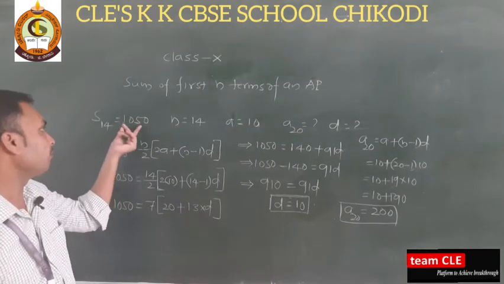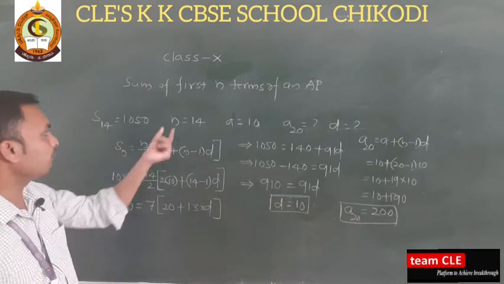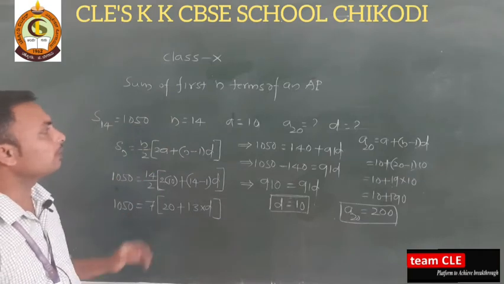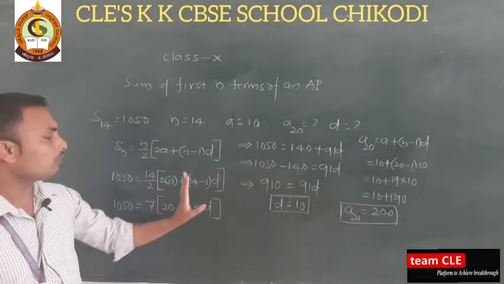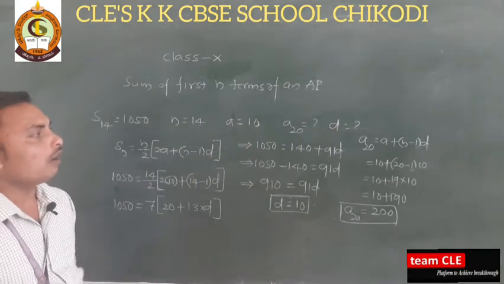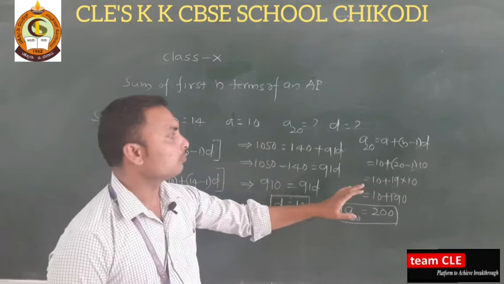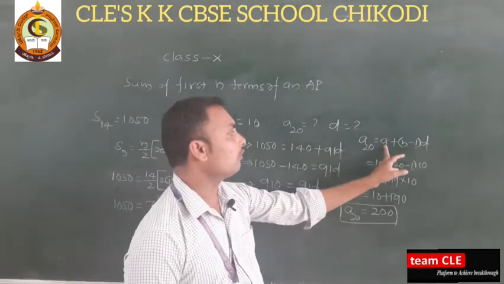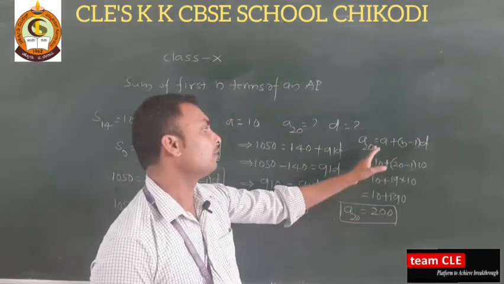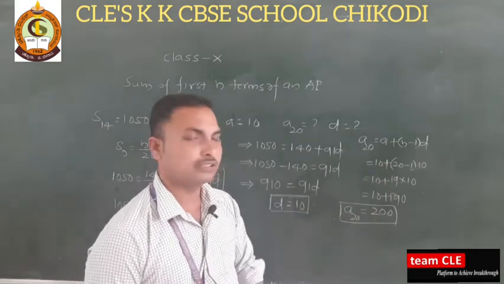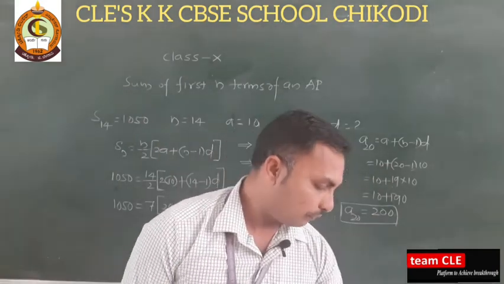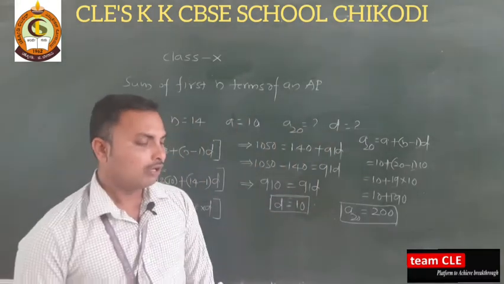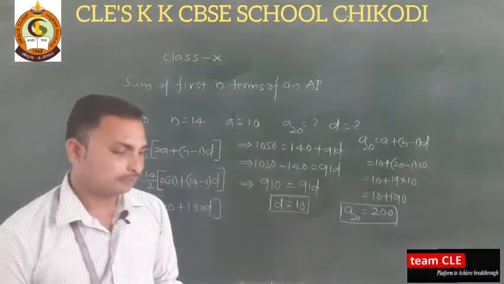They are given the sum, that you can substitute here. We have n equal to 14 terms, A they are given. We need to find D. First of all, you can find D. After that we need A20. So once you have D and A, then it is very easy to find A20. So A20 is equal to 200. Okay. So I hope you understood very well. Now let me move to one more example.